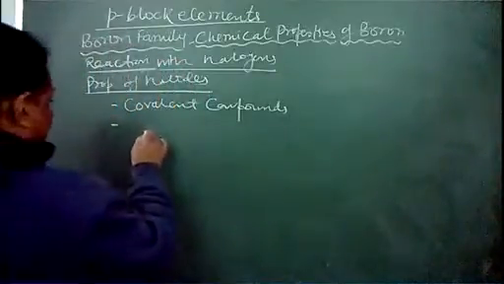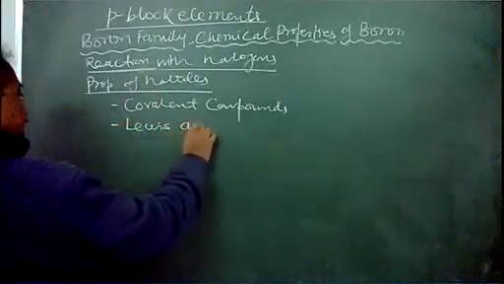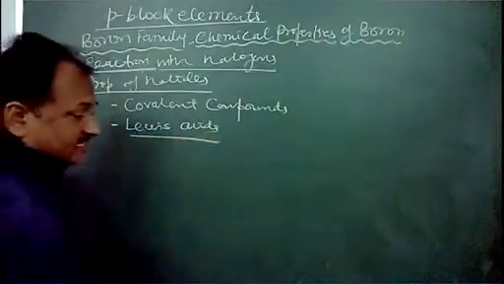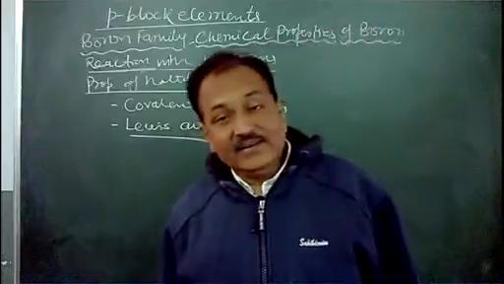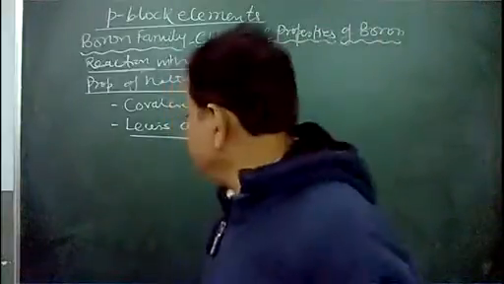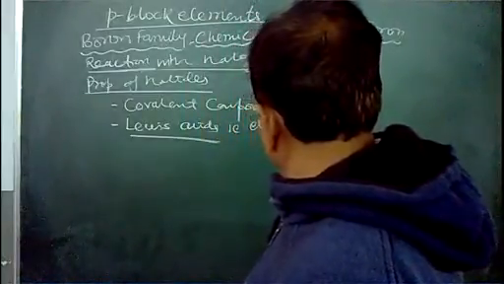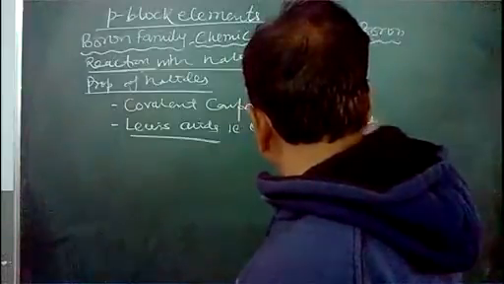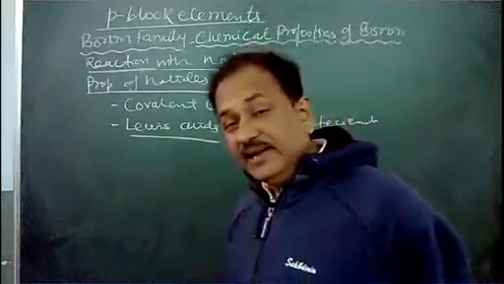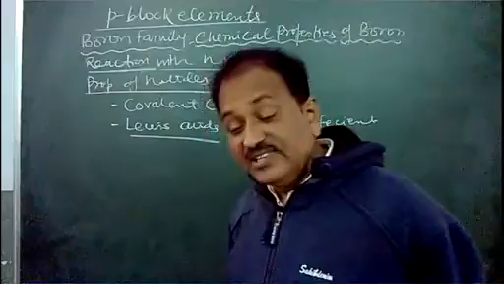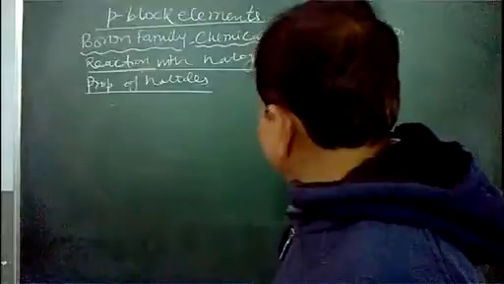Now coming to the next point, they are Lewis acids. Lewis acids means, children, they have electron deficient nature. Electron deficient nature. Fine. This is Lewis acid because they have 6 electrons in their valence shell. So this is the Lewis character.